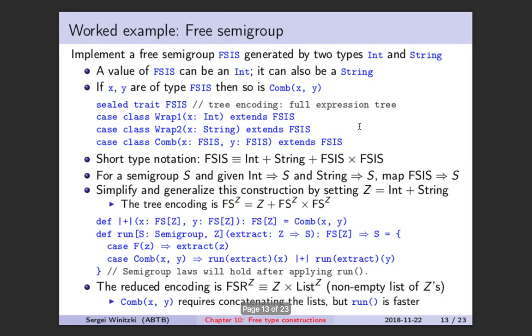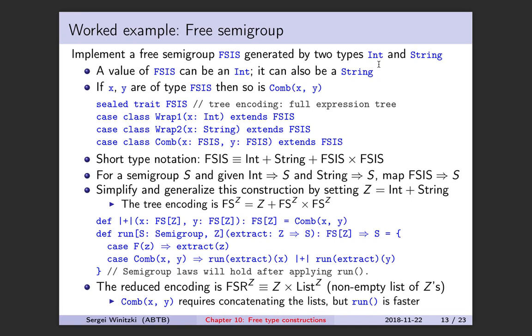So in the programming language, we just saw an example where I was able to define a monad out of a type constructor that isn't even a functor. Let's look at some other examples, and here would be an example of a semigroup that's generated by two types. So that's kind of similar to my Chinese and Russian example. So how do we define that? So let's see how that works. So let's call it FSIS, which is free semigroup from integer and string.